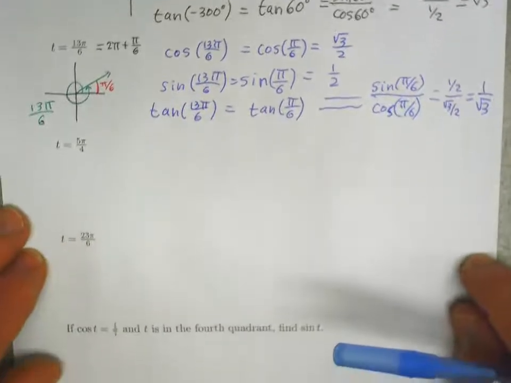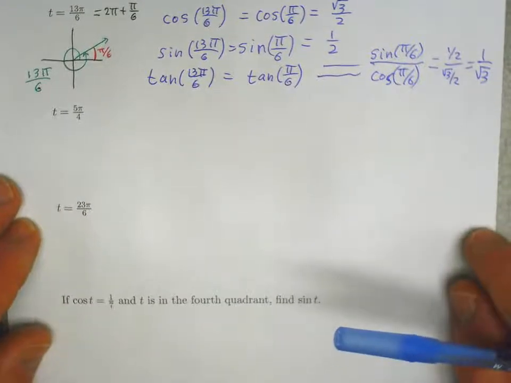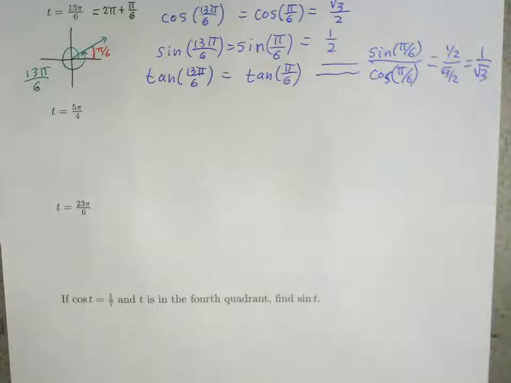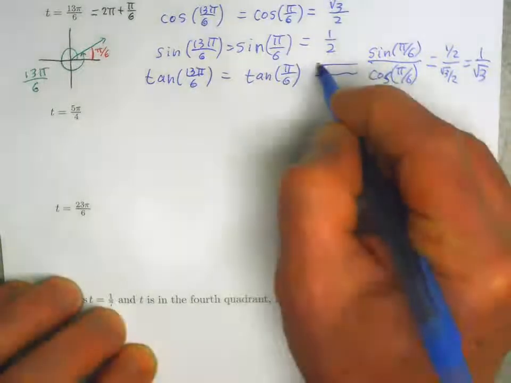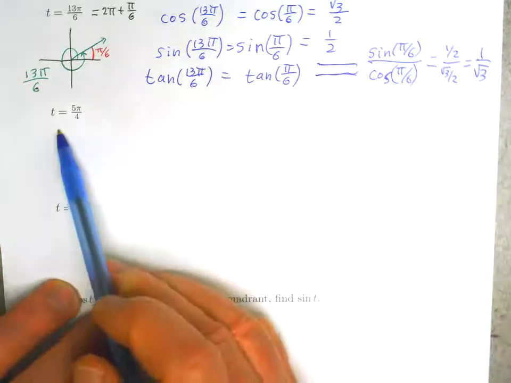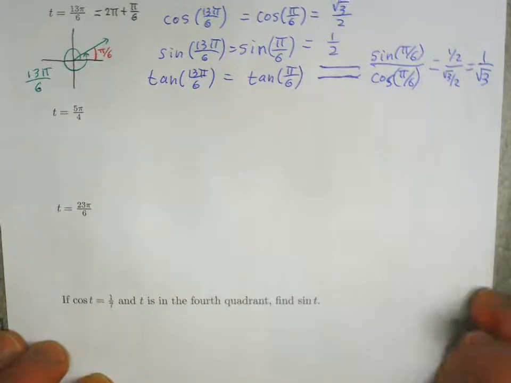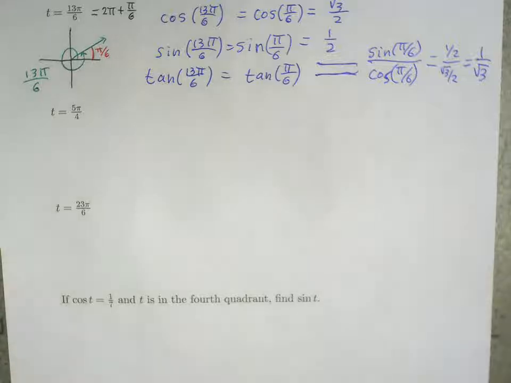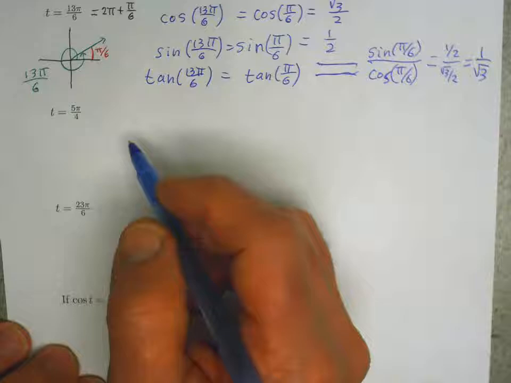Okay, a couple more. Well, you get better with practice, even though it's monotonous. So we have this angle, t equals 5 pi over 4. So where is that angle?